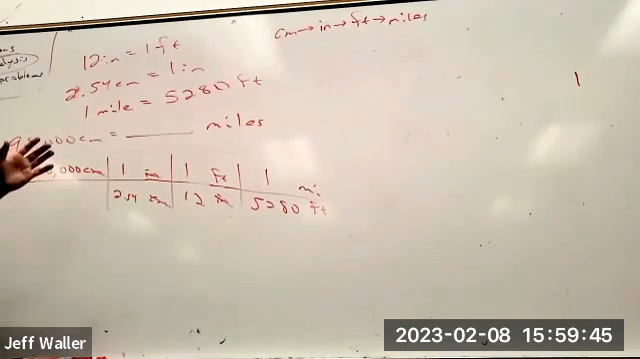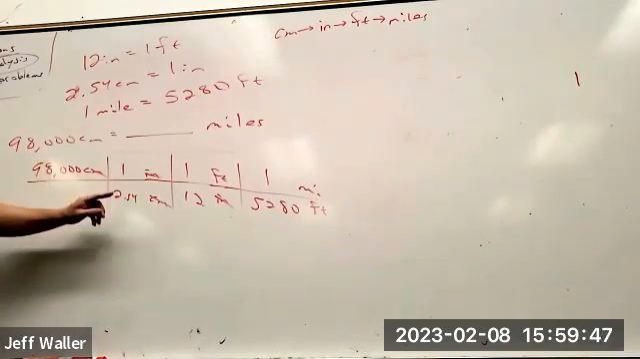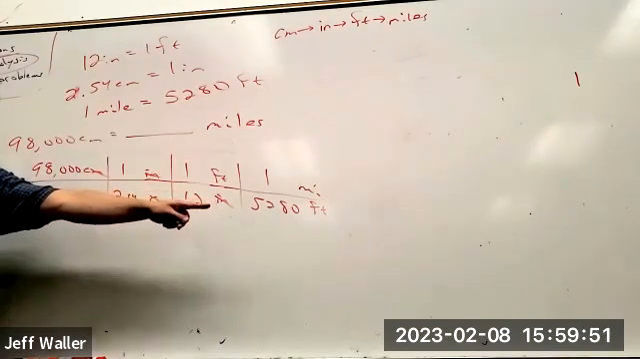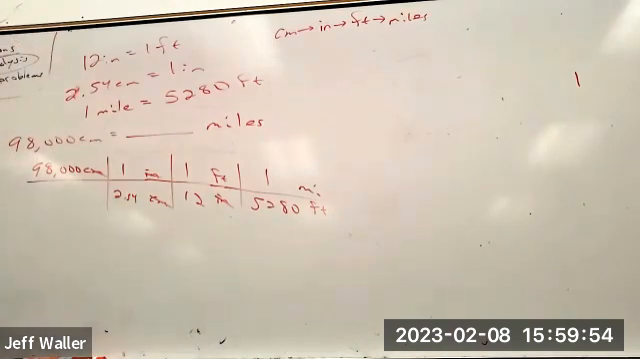So I'm in the calculator. You're going to put 98,000 divided by 2.54 divided by 12 divided by 5280. If it's on the bottom, you divide. So on the top, you multiply. Almost too nice to believe.